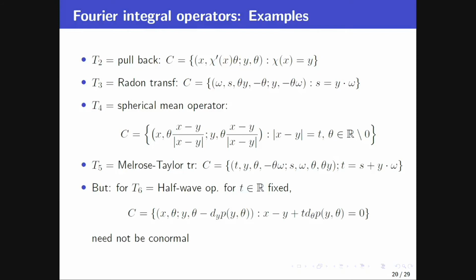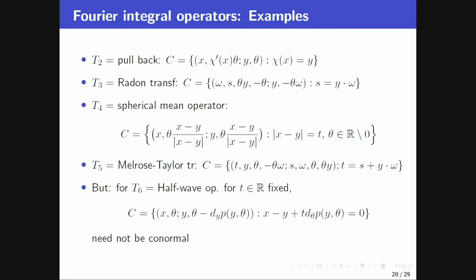Then the pullback. Let's look at the canonical relation, X, d_x phi, Y, d_y phi such that d_theta phi equals 0. It's exactly what we have. Radon transform: omega, s, the derivative with respect to omega and s, y, the derivative of y, such that d_theta phi equals 0. Spherical mean operator, again, the derivative with respect to x, with respect to y, such that d_theta phi equals 0. Melrose transform, same derivatives here. Again, it's a nice exercise to look at these canonical relations and take the derivatives. And the half-wave operator here, which was introduced yesterday, which is in these books also.